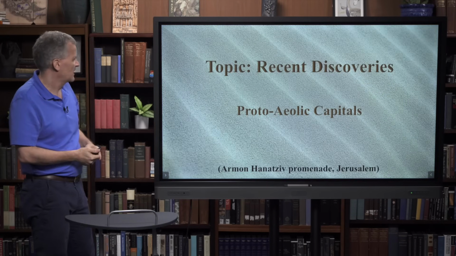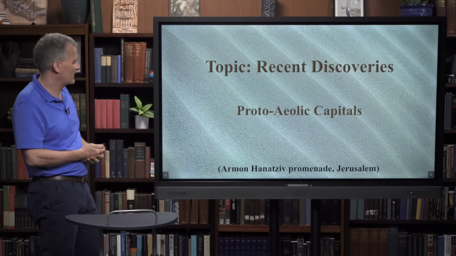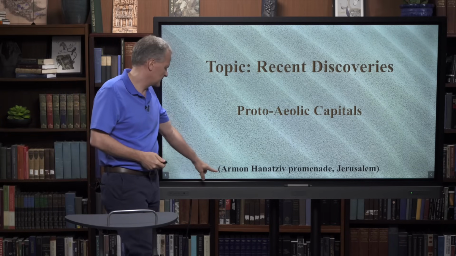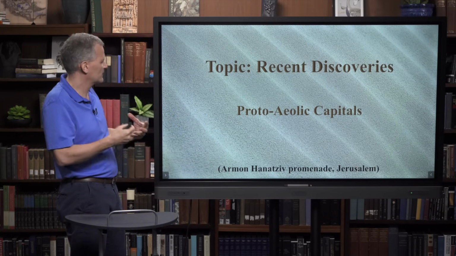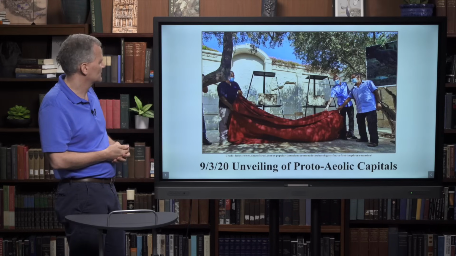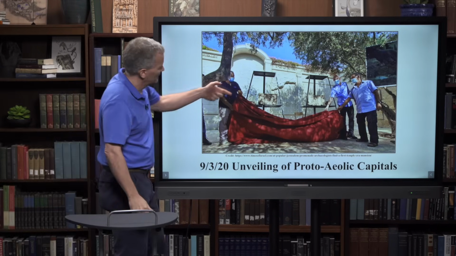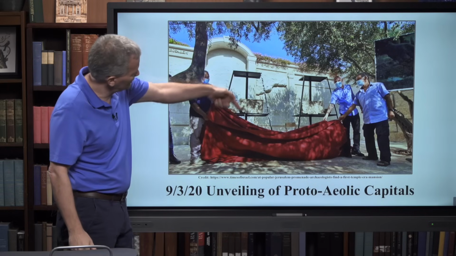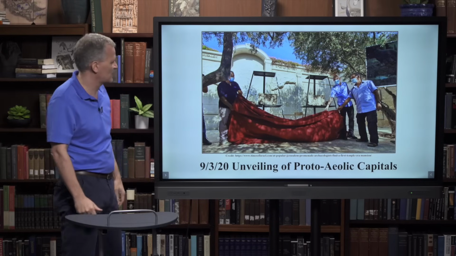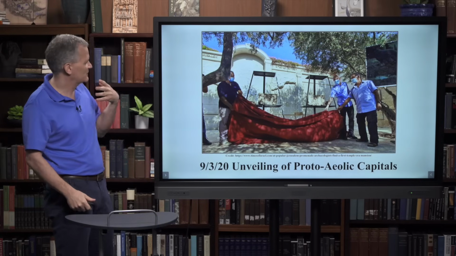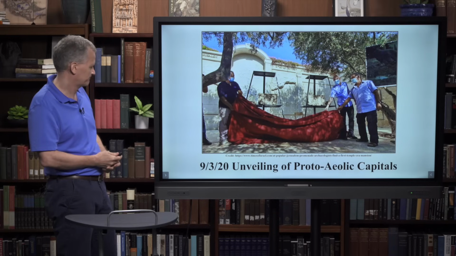And then the final recent discovery we're going to look at is Proto-Aeolic capitals that were found at a modern place in Jerusalem called Armon HaNatziv, and there's a promenade there where they discovered these ancient Aeolic capitals. So here's a picture from 2020 of two of the capitals that were discovered, and this was the unveiling. As they're dropping it down, people in the public get to see it for the first time. Obviously, with the masks on that the people have, you can see that this is kind of the heart of the COVID era in 2020.